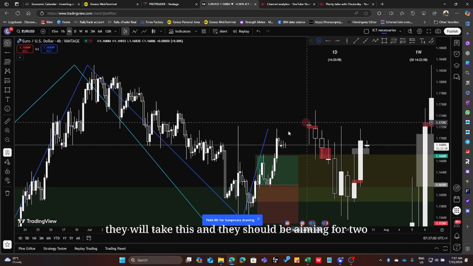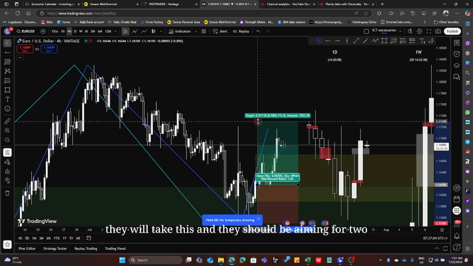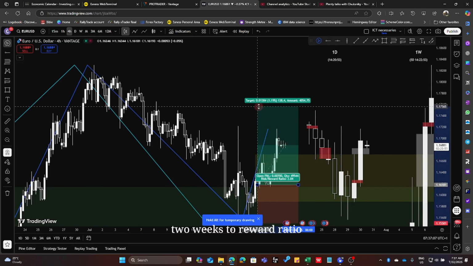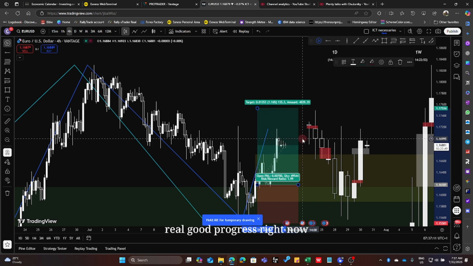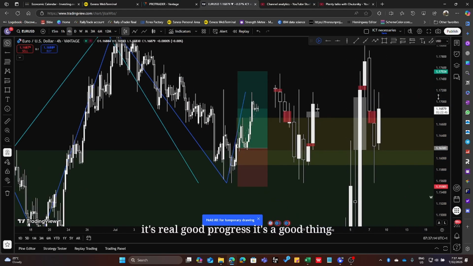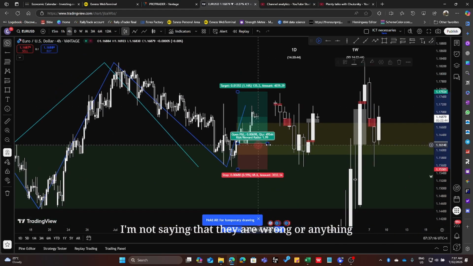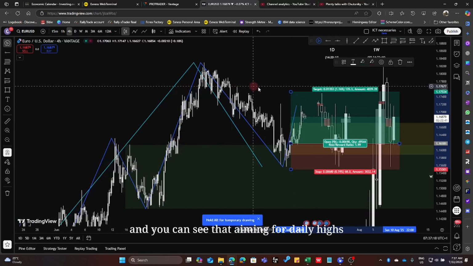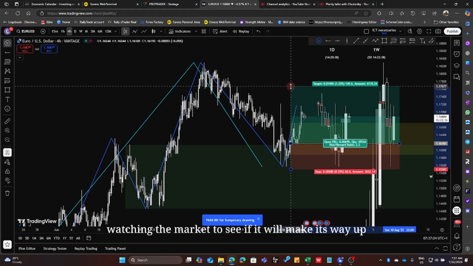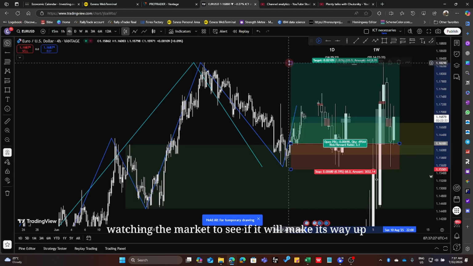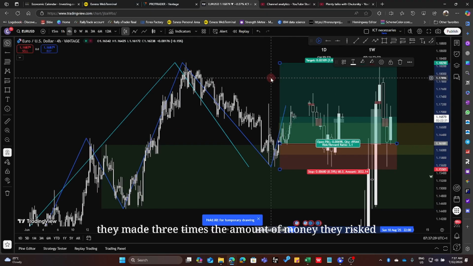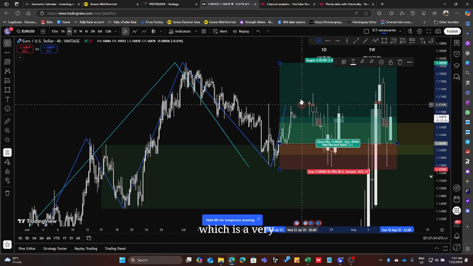They will take this and they should be aiming for a 2 risk to reward ratio, which is around here. And you can see they're actually making real good progress right now. I'm not saying that they are wrong or anything. It's really, really good. And you can see they're aiming for daily highs. And some of them will even go as far as watching the market to see if it will make its way up here. And if it does, well, they made 3 times the amount of money they risked, which is a very, very good strategy in my opinion.